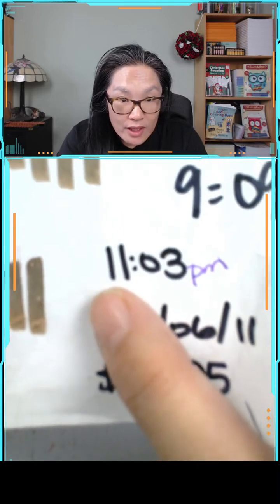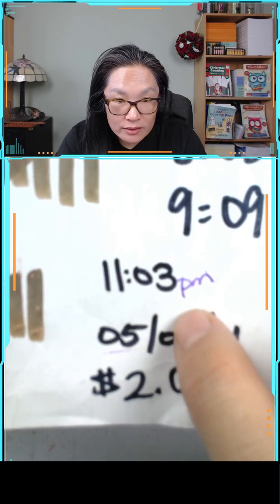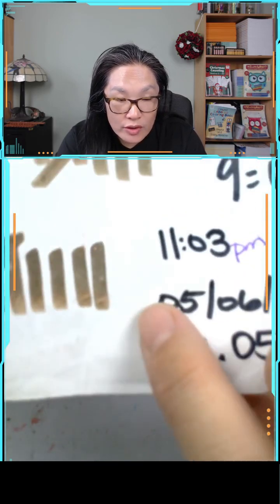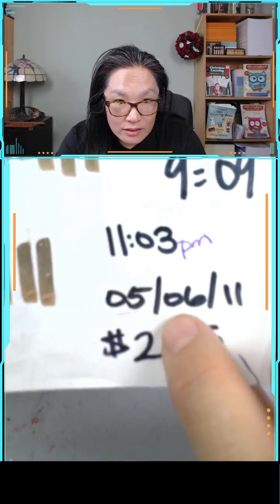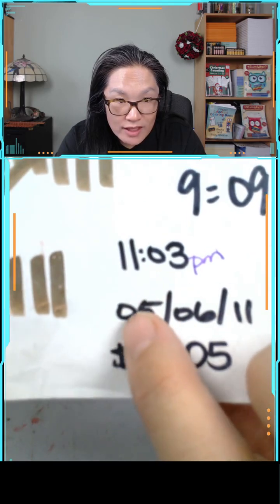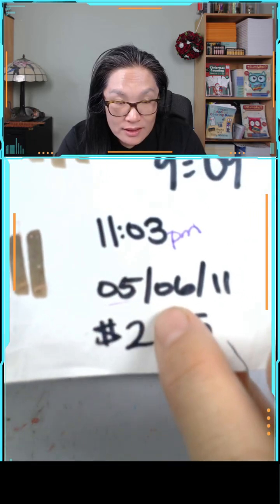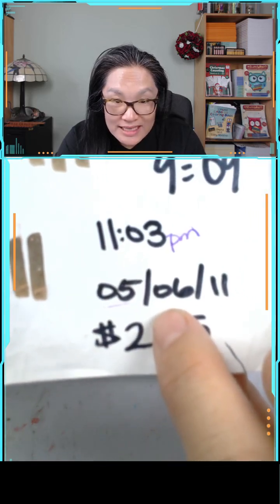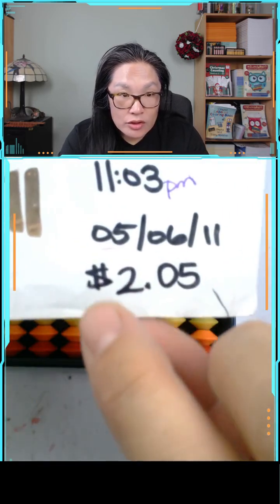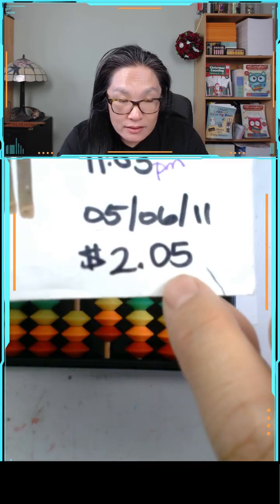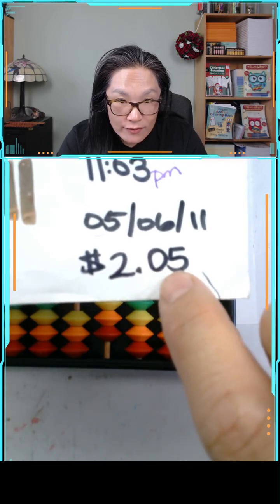We have our time, 11:03 a.m., p.m. It doesn't matter, right? We can do a 2-digit month, 2-digit day, right, and a 2-digit year. To make the month a 2-digit, we have a 05. This is May. This is May 6th. We also use it when we have money. $2.05, right? That 0 makes it a double digit. The 05 makes it a double digit.